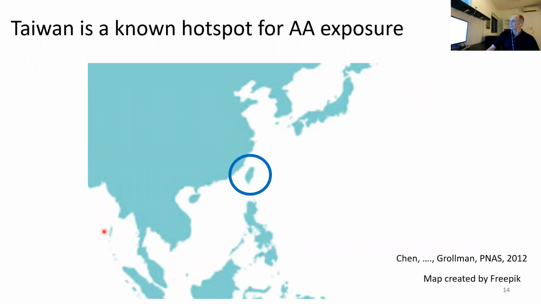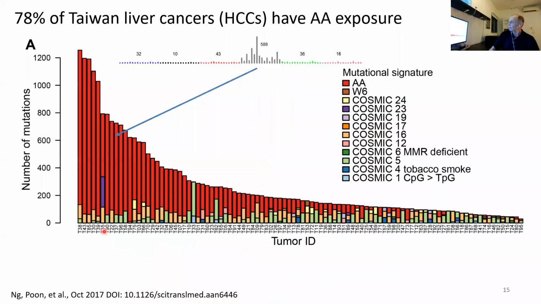Taiwan, it turns out, is a known hotspot for AA exposure, and we looked at liver cancers in Taiwan, and somewhat to our astonishment, we found that 78% of those liver cancers had AA exposure. So in this plot, each of the red bars represents the number of somatic AA mutations in an exome sequence. And so AA here is the red, also known as SBS 22.